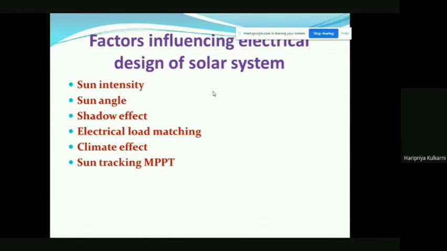So if we make our system movable with respect to the sun angle, then at every moment of time we are tracking the sun so that the sun will directly face the solar system that we have placed, and we can achieve the maximum efficiency. Again, we are going into detail with all these points one by one with a diagrammatic representation.